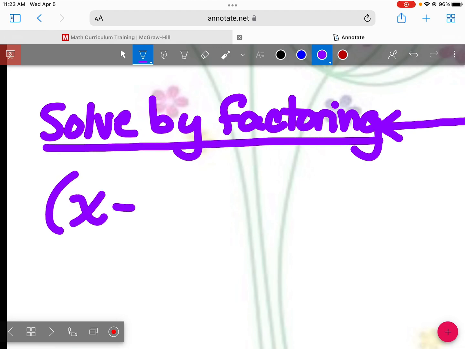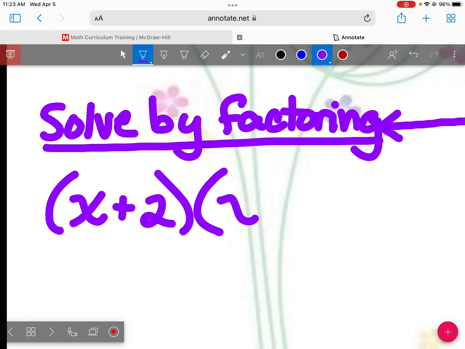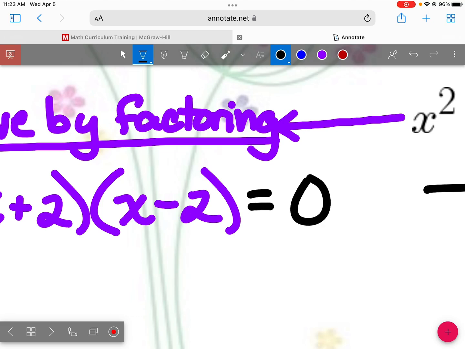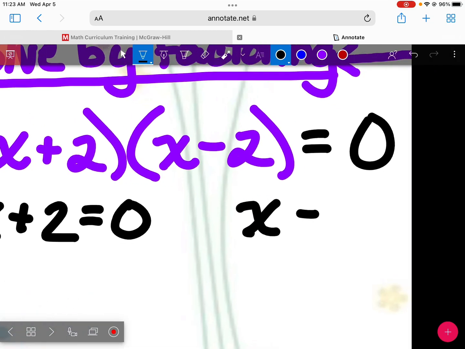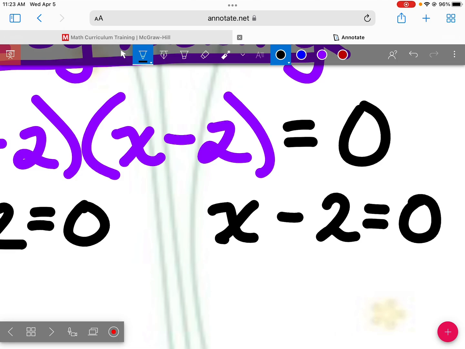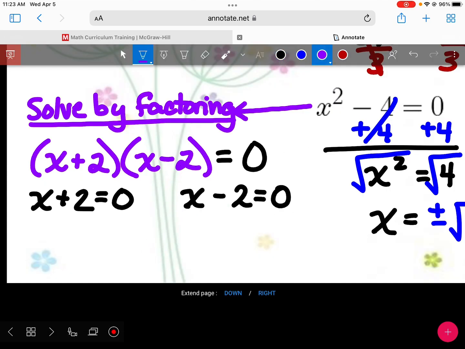x plus 2 and x minus 2. And then it would still be equal to 0. Only when I have factors equal to 0 can I do this next piece. If my factors are equal to 0, then I can take each one of those factors and set them both equal to 0. And then I solve both of those equations for x. What would I do here to the left one to solve it for x?